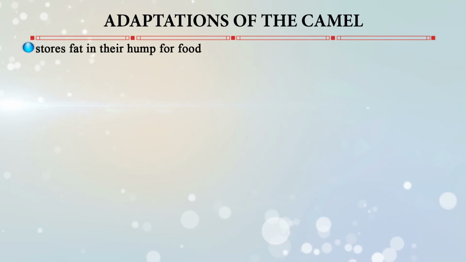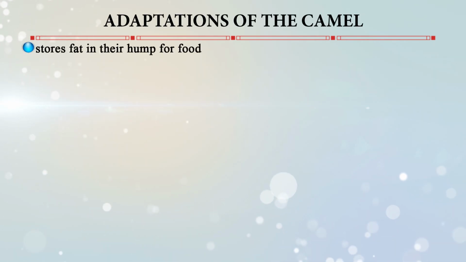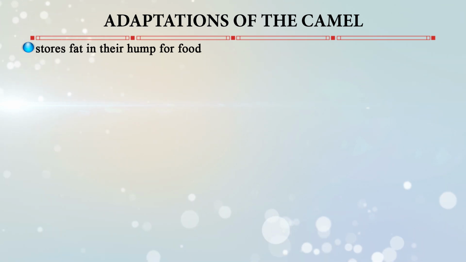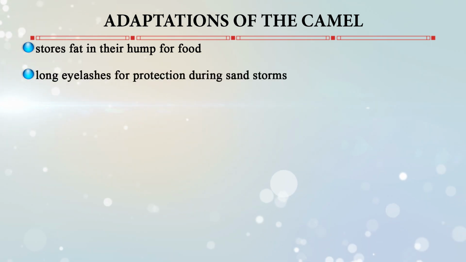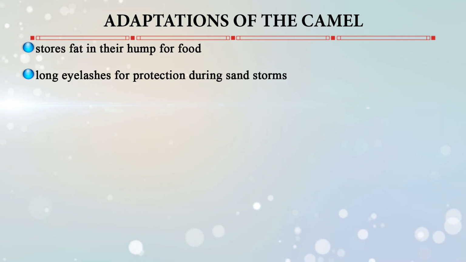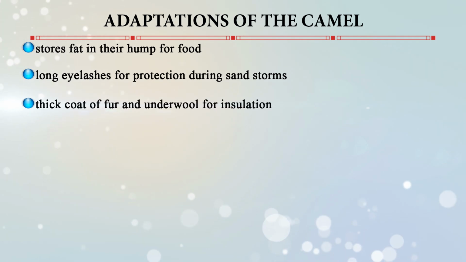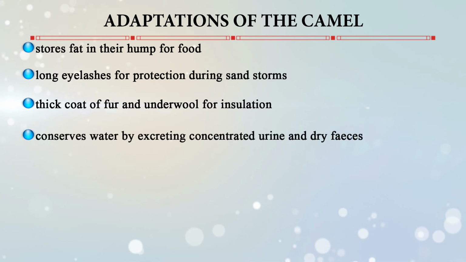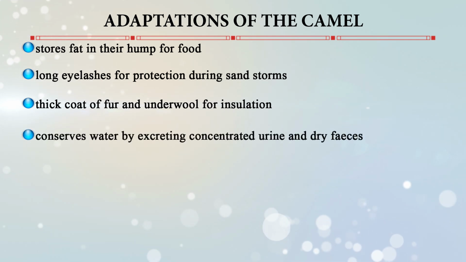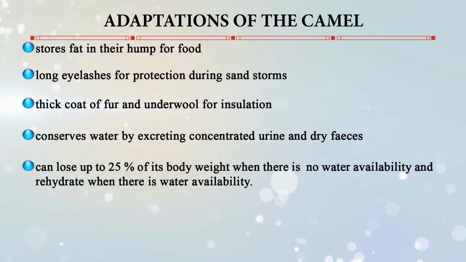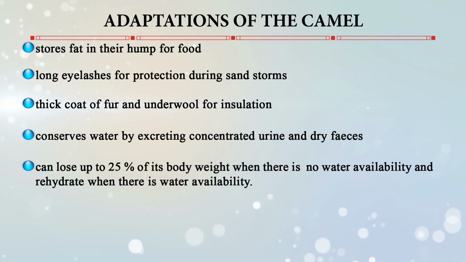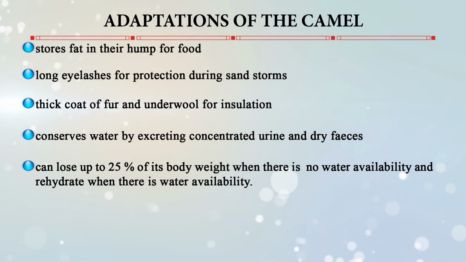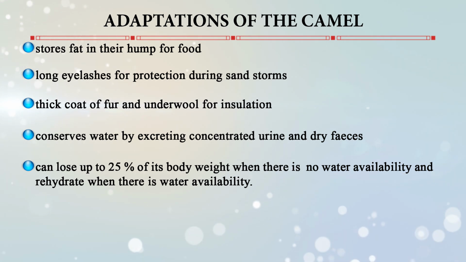The camel especially has certain special adaptations, as they can store fat in their hump for food. They have long eyelashes for protection during sandstorms. They have a thick coat of fur and underwool for insulation. They conserve water by excreting concentrated urine and dry feces. They can also lose up to 25% of their body weight when there is no water available, and they can rehydrate when there is water availability.